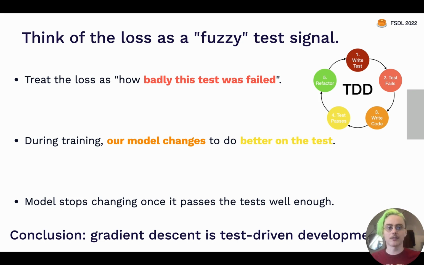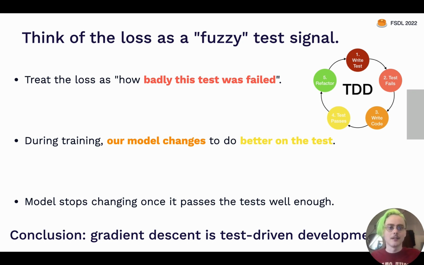And so just like in test-driven development, that's a test that's written before that code writing process. And during training, our model is changing, and it changes in order to do better on the tests that we're providing. And the model stops changing once it passes the test. So in some sense, gradient descent is already test-driven development. And maybe that is an explanation for the Karpathy quote that gradient descent writes better code than me. But just because gradient descent is test-driven development doesn't mean that we're done testing our models.